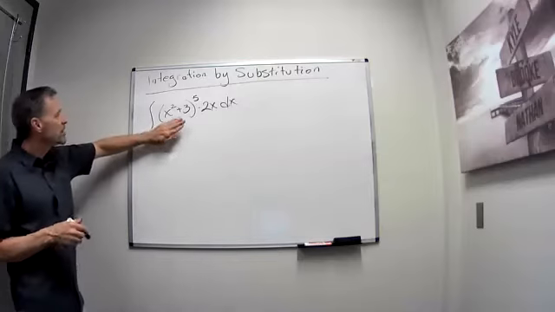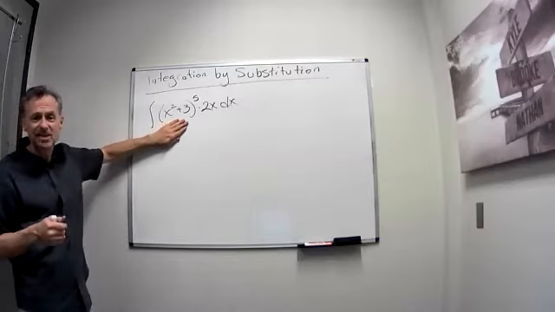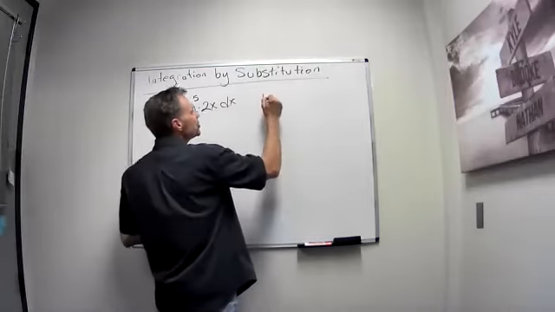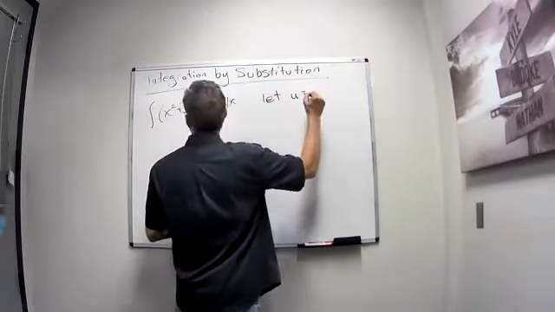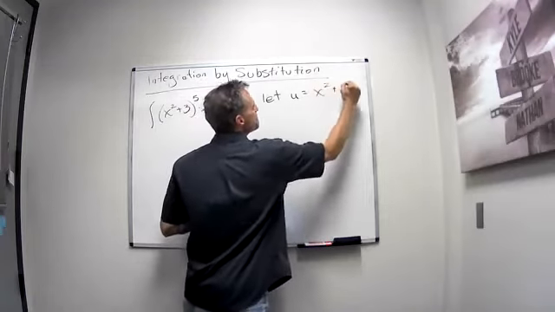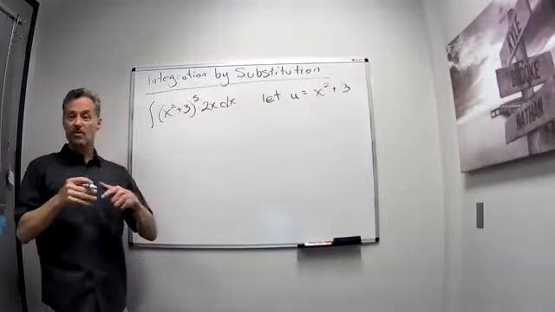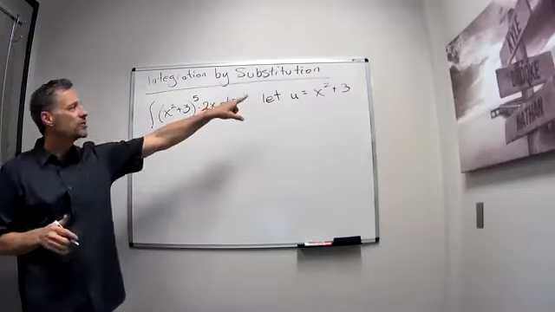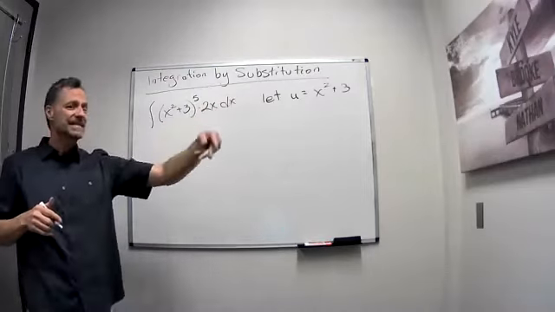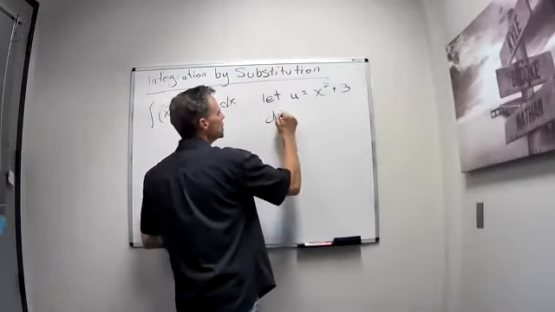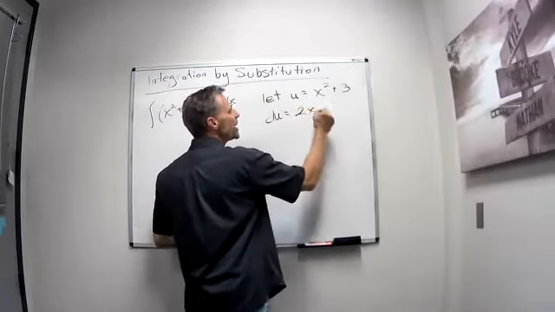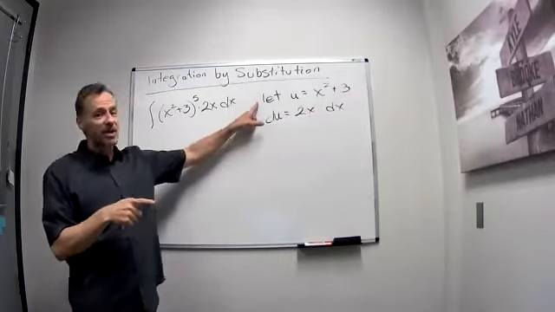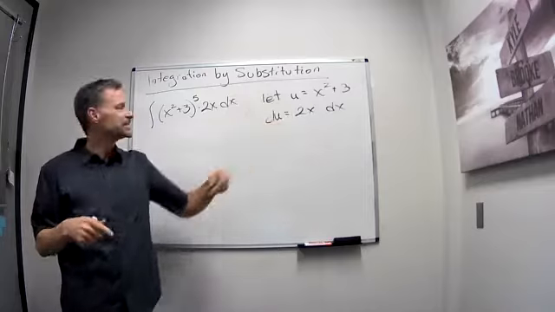Here's one of them. Notice the inside function is pretty easy to determine. It's this x squared plus 3. So what I do is I let u equal x squared plus 3. Sometimes they call this u-substitution, well, because we usually use the letter u. But what I do is I take the derivative of them, just finding du. So du is 2x, but I have to put on the dx because it's a different variable. It's not u as the variable, it's x. So I say times dx.